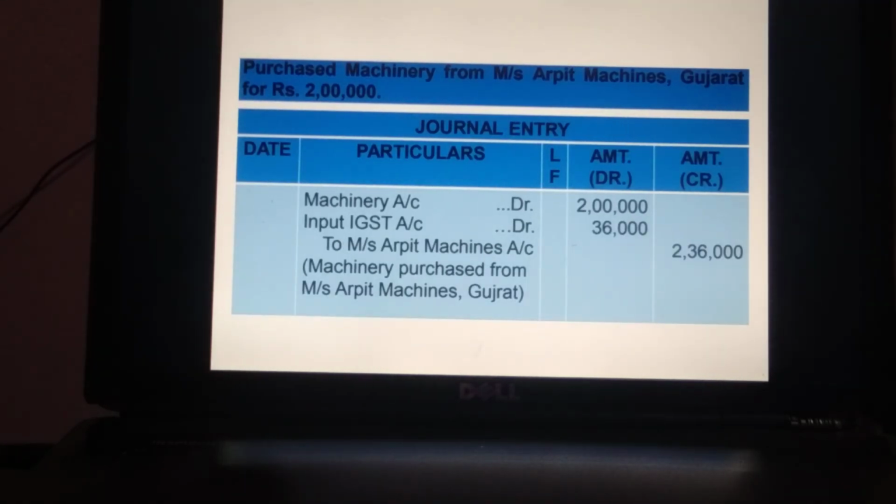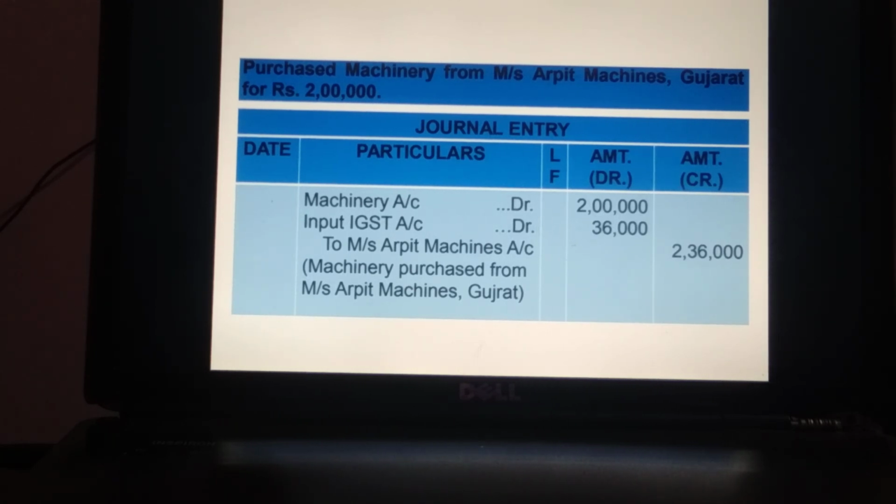Next one, purchase machinery from Messrs. Arpit Machines, Gujarat. It is also an interstate purchase, for 2 lakh. Machinery account debit 2 lakh. Input IGST account debit, that is 18% of 2 lakh, 36,000, to Messrs. Arpit Machinery account, 2 lakh 36,000.